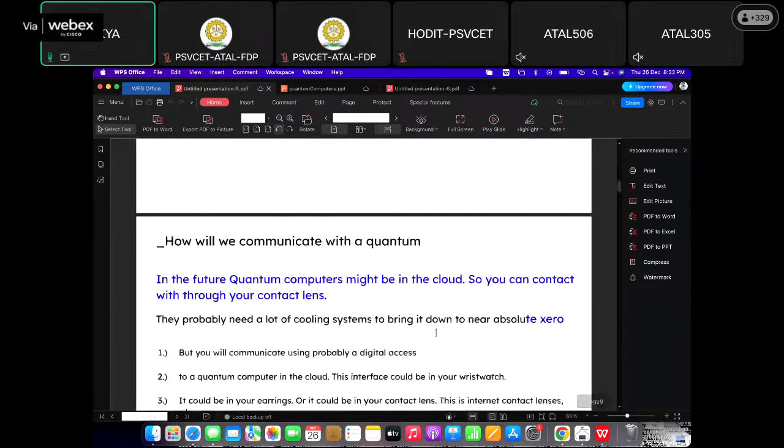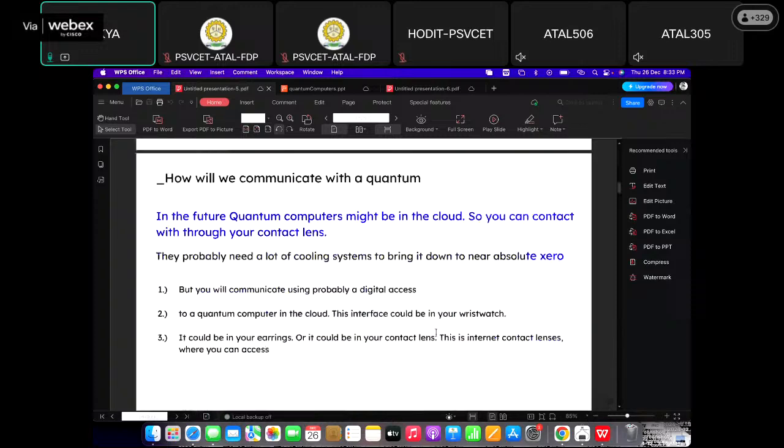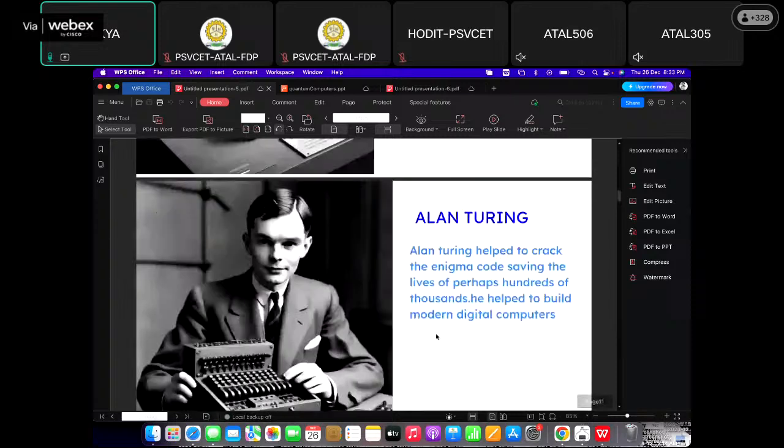In the future, quantum computers might be in the cloud, so you will communicate using digital access to quantum computers in the cloud. This interface could be in your wristwatch, your earrings, or your contact lens, and this is the internet contact lens through which you can access. This is all about the Enigma machine. Then we have Alan Turing. You need to check the series of fine tuning. This series you need to check.